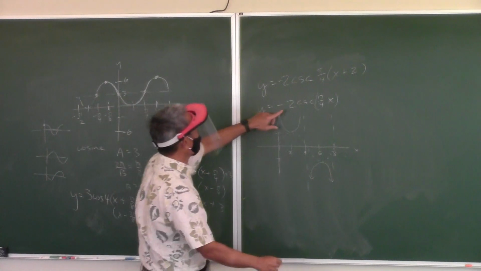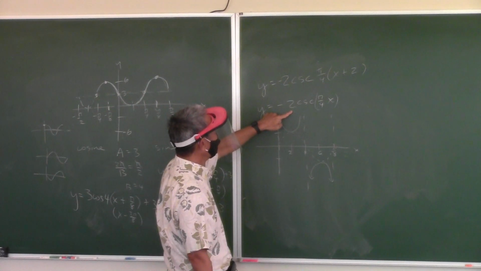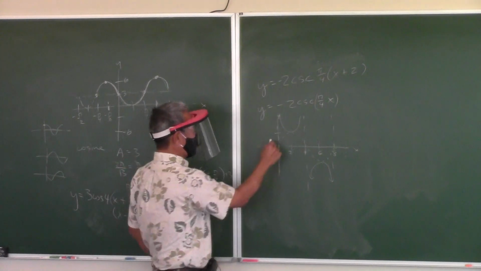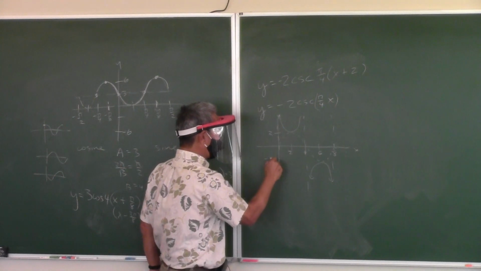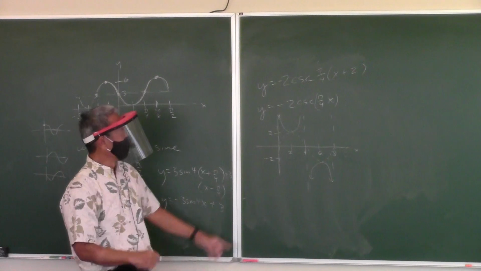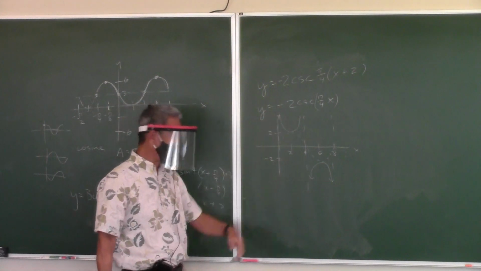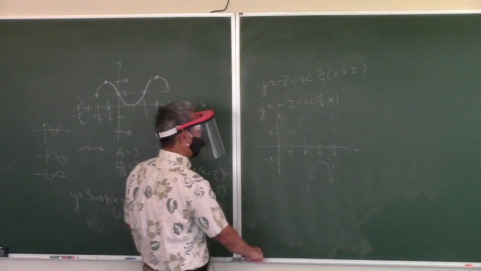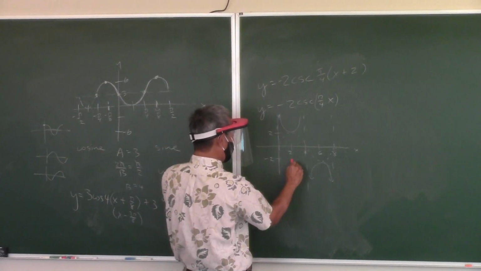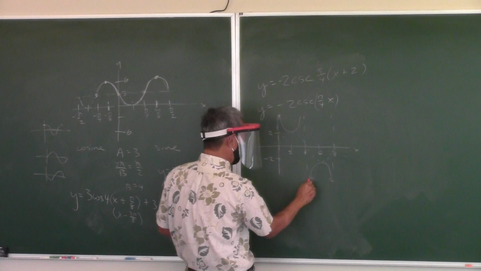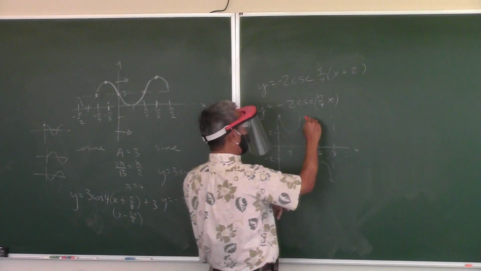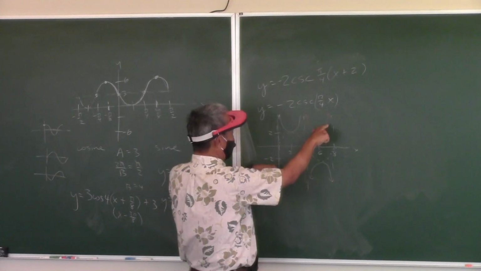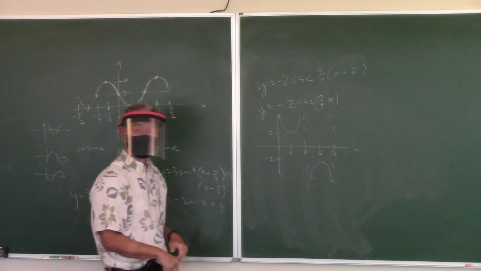And then, what does the 2 do? It multiplies the y values by 2. So instead of 1 and negative 1, it's going to be 2 and negative 2 now. Now what does the minus sign do? It reflects it over the x-axis. So instead of humping up, it's actually humping down over here, and instead of humping down, it's humping up. So this red graph is that graph right there.